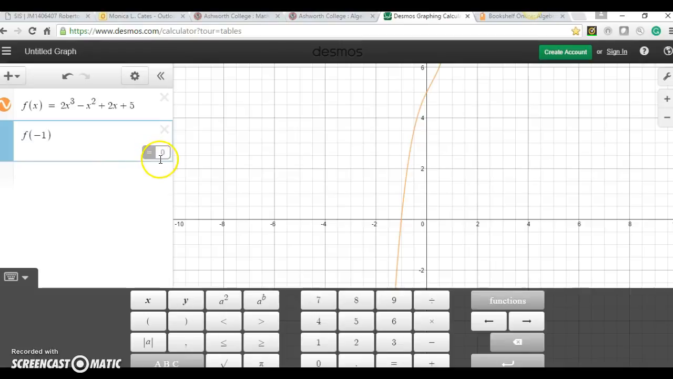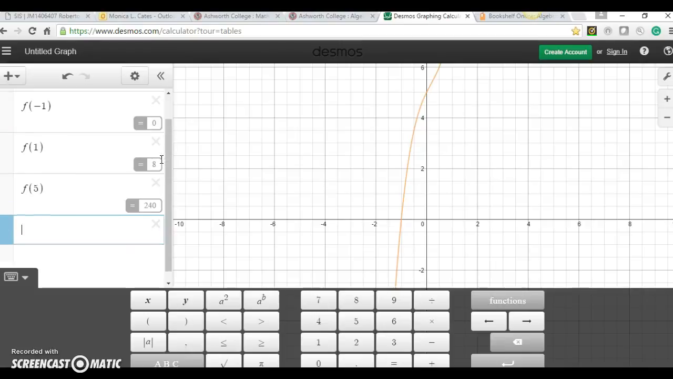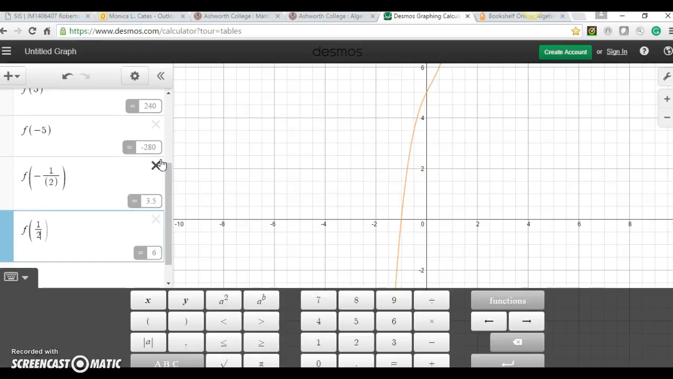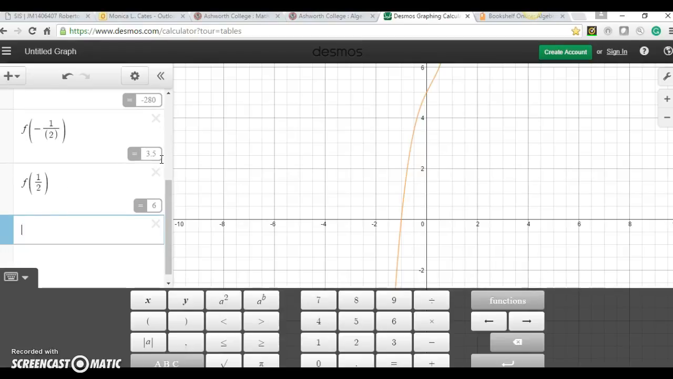As you see, when I plug negative 1 in, I get 0. So I know negative 1 is an actual rational root, because when I plug it in, I get 0. Now let's plug in 1. It gives me 8, so that's not 0. Let's plug in 5. Gives me 240, that's definitely not 0. Let's plug in negative 5. Gives me negative 280, that's not 0. Let's plug in negative 1/2. Gives me 3.5, that's not 0. Let's plug in positive 1/2. Gives me 6, that's not 0.